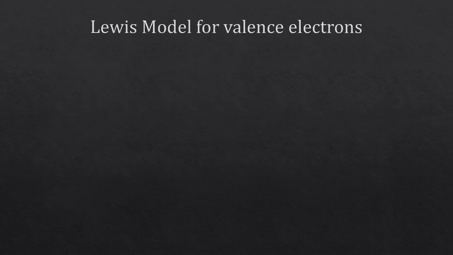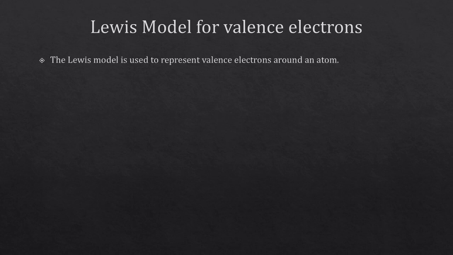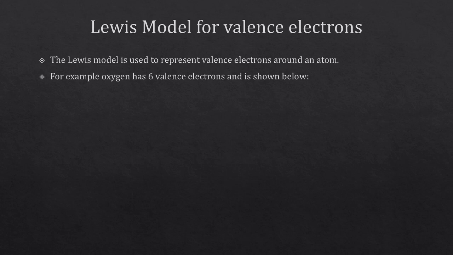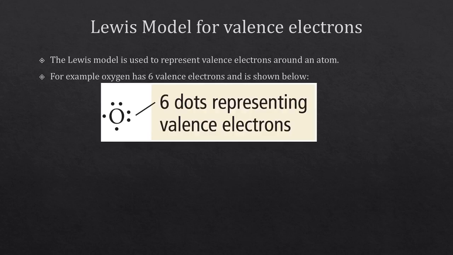So now, how are we going to represent this and draw this? We're going to talk about Lewis models here. So the Lewis model is used to represent the valence electrons around the atom, and we're mentioning this here when we talk about where electrons go. So for example, oxygen has 6 valence electrons. We represent this with 6 dots.